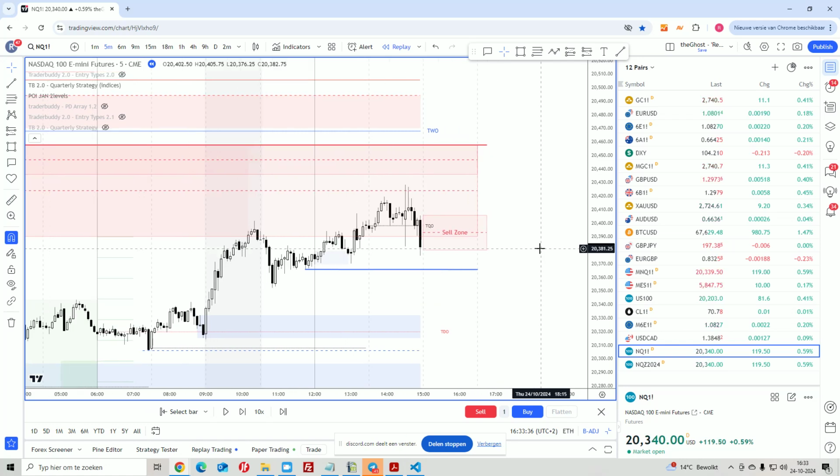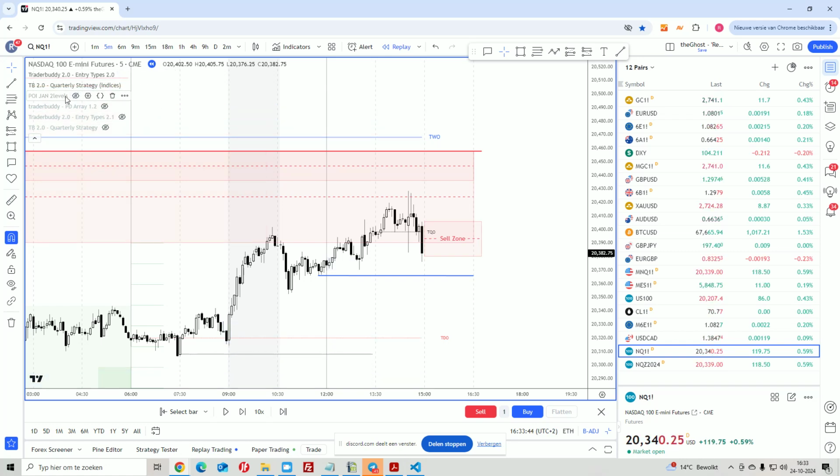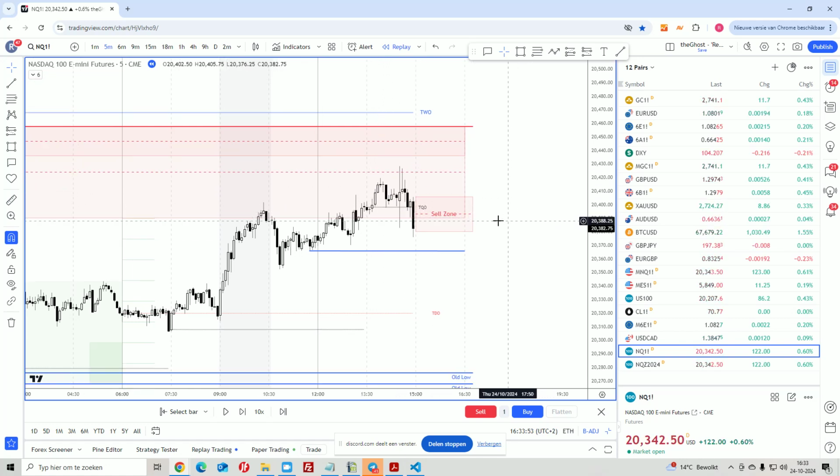Now, what do we do if we trade into a higher time frame? We're going to use our entry indicator. We're going to remove the levels. We know we are in a bearish higher time frame POI, so we expect lower prices. Where can price go to? Let's get rid of this one.